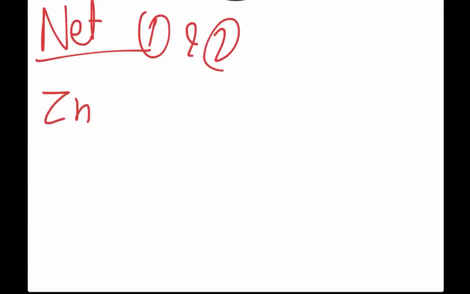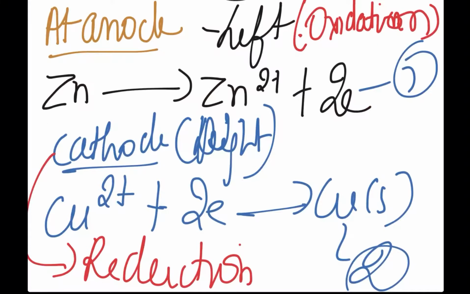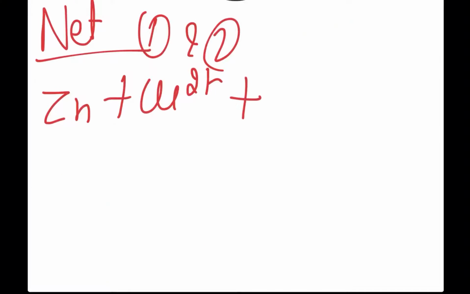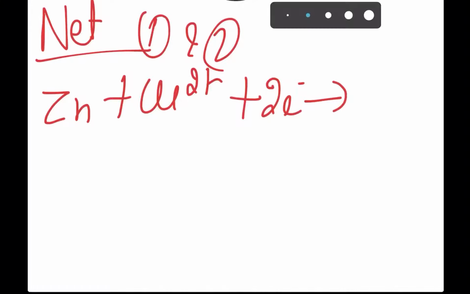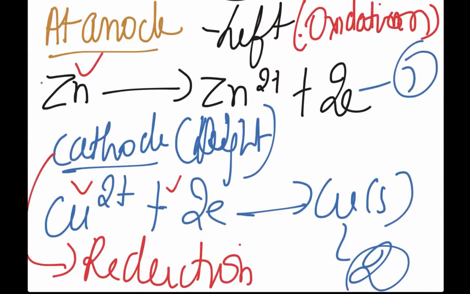Zinc, so just see, plus copper 2 positive, because we'll combine the left hand side together and the right hand side together. Left hand side is zinc and copper 2 positive plus 2 electrons. So I'll write plus 2 electrons. And in the right hand side I can get zinc 2 positive plus copper metal plus 2 electrons. So for net reaction, combine the left hand side, which is this and this, to the right hand side, which is this and this.